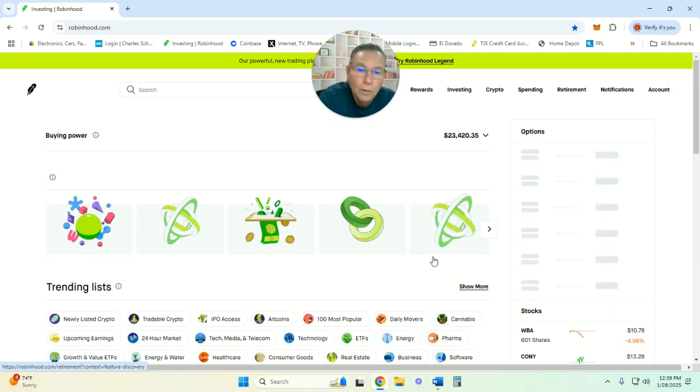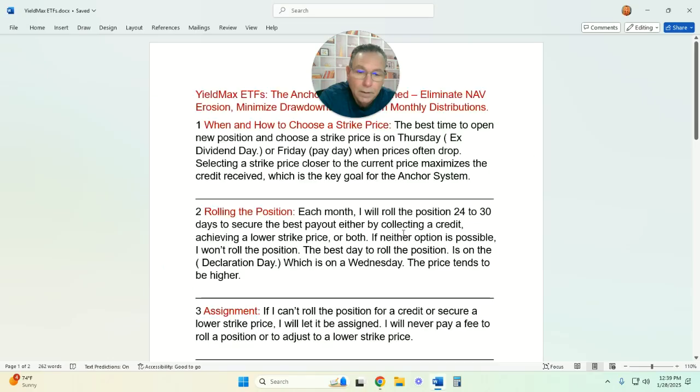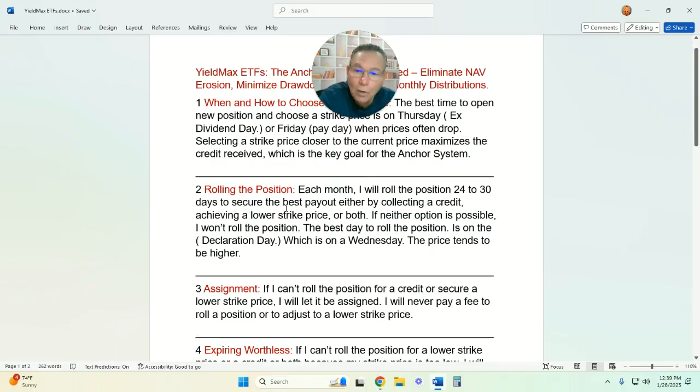So now you know how to open a new position on the anchor system, okay? Now, rolling the position, okay? Each month, I will roll the position either 24 or 30 days ahead to secure the best payout, either by collecting a credit, achieving a lower strike price, or both. If neither option is possible, I won't roll the position.